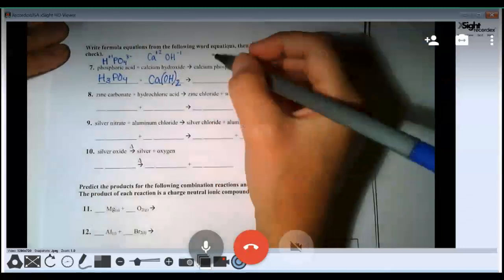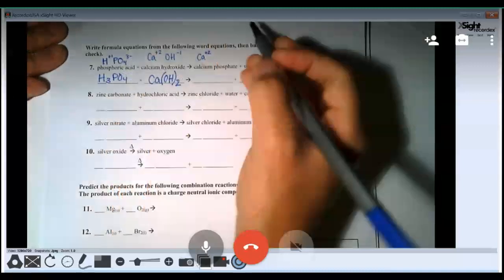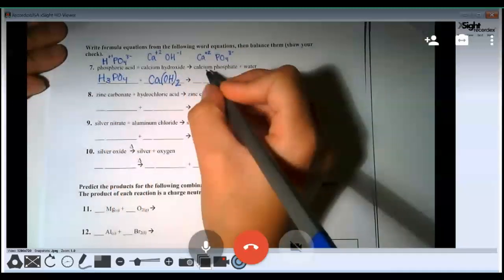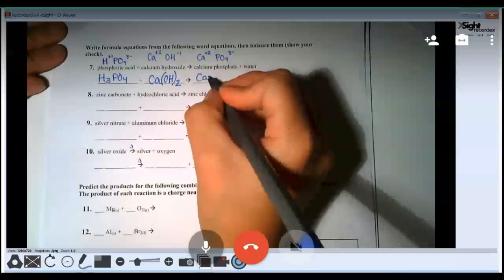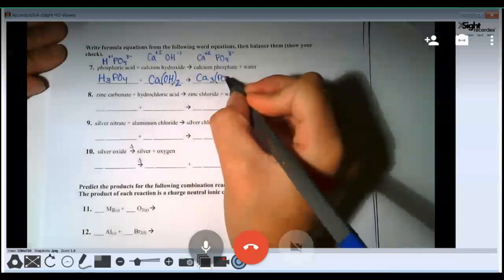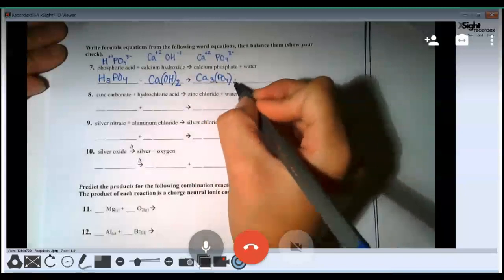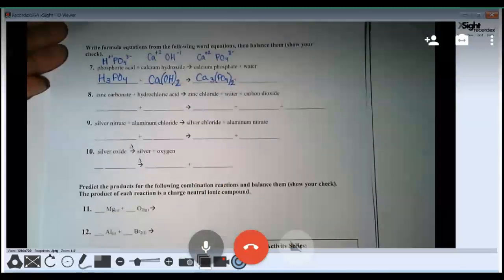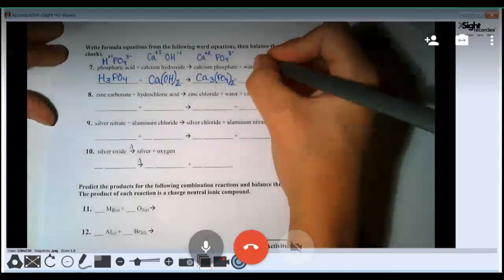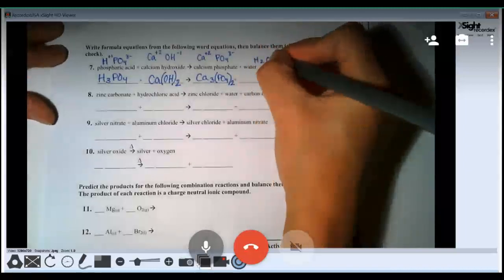Okay, then we have calcium phosphate as one of our products. We're going to have calcium, still with a +2 charge, but this time it's bonded to our PO4 3 minus. So when we crisscross, we're going to get Ca3. Then we're going to end up with 2 phosphates. So I'm going to do PO4, close parentheses, and then put my 2 outside the parentheses. Okay, and then we have water, which we know is H2O, dihydrogen monoxide.